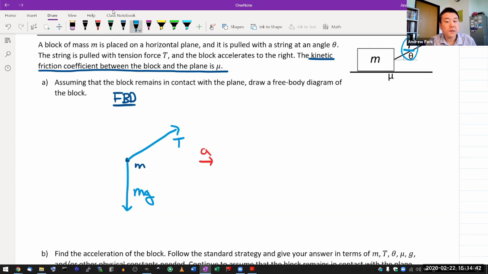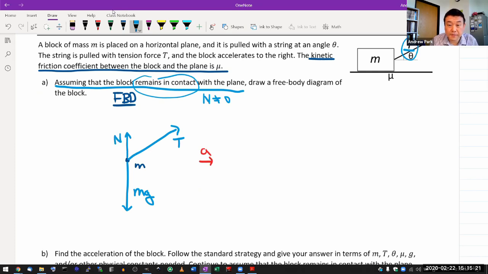Now, you could easily end there, but there's this odd phrase in the question. It says, assuming that the block remains in contact with the plane, and you should wonder what that means. The eventual answer is that if it's remaining in contact, that means there is a normal force that is not zero. That is positive. So I need to draw the normal force.